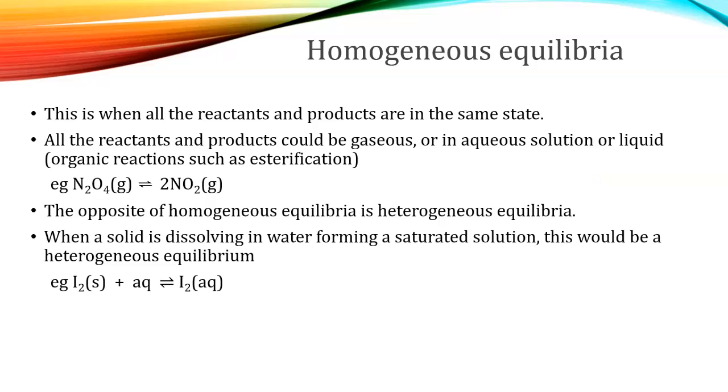Now, a bit of terminology. Homogeneous equilibria have the reactants and products in the same state. So they might be gaseous, they might be in aqueous solution, dissolved in water, in other words, or they might be liquid. Organic reactions often are homogeneous equilibria. The opposite of a homogeneous equilibrium is a heterogeneous equilibrium, and that's when you might have a solid in an aqueous solution. We only have to know about homogeneous equilibria in this course.